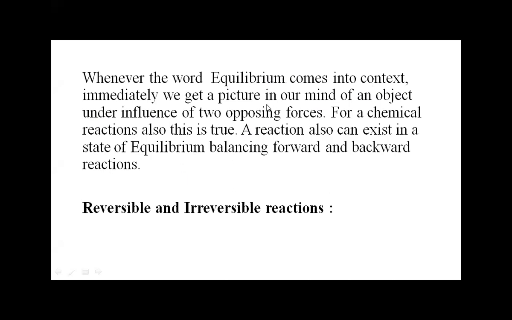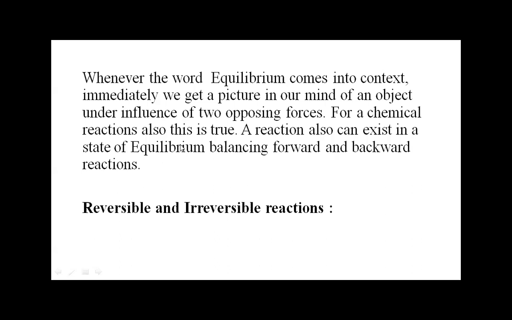So equilibrium can only be achieved when there are two opposing forces in different directions. Yes, both should be in opposite directions. For chemical reactions also, this is true. A reaction also can exist in the state of equilibrium, balancing the forward and backward reactions.